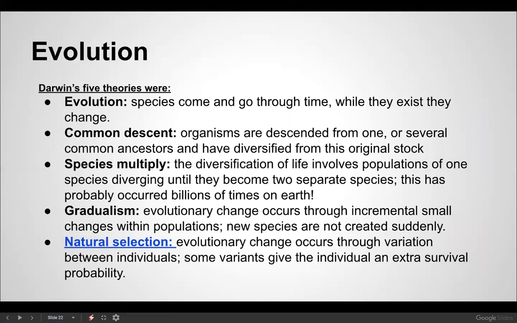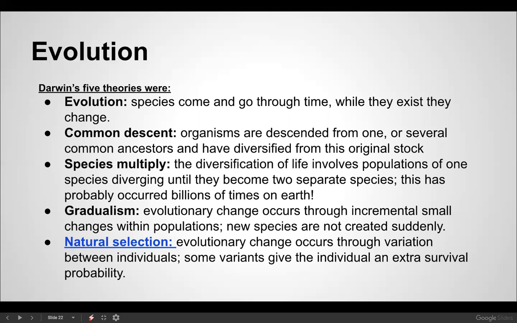Darwin's 5 theories were evolution: species come and go through time, and while they exist, they change. Common descent: organisms are descended from one or several common ancestors and have changed from the original stock. Species multiply: the diversification of life, the variance of life, involves populations of one species diverging until they become 2 separate species. This has probably occurred billions of times. Remember, a species is something that can reproduce with its own kind and produce offspring that can also reproduce.